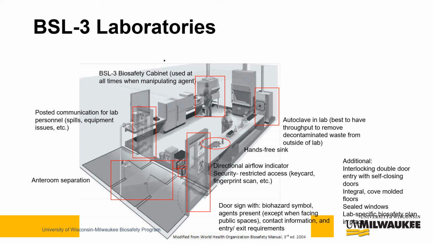This depicts an autoclave in the lab, which is fine, but ideally it is pass-through so that the decontaminated waste can be removed outside of containment. There should be a hands-free sink for proper hand washing near the exit. Additionally, double doors that are locked and self-closing, cove molded floors that can hold a large spill, sealed windows, a lab-specific biosafety plan, and more are required.